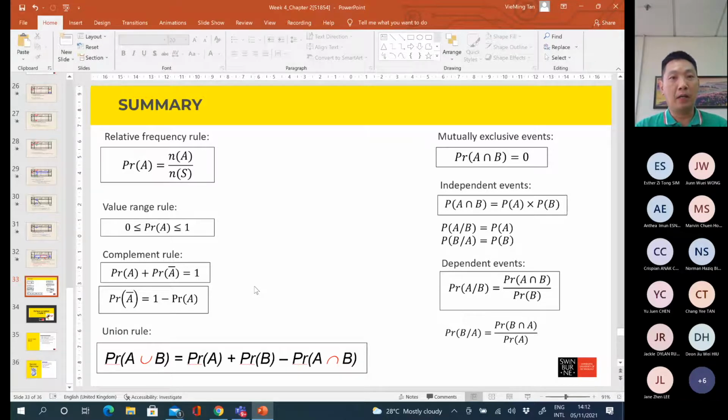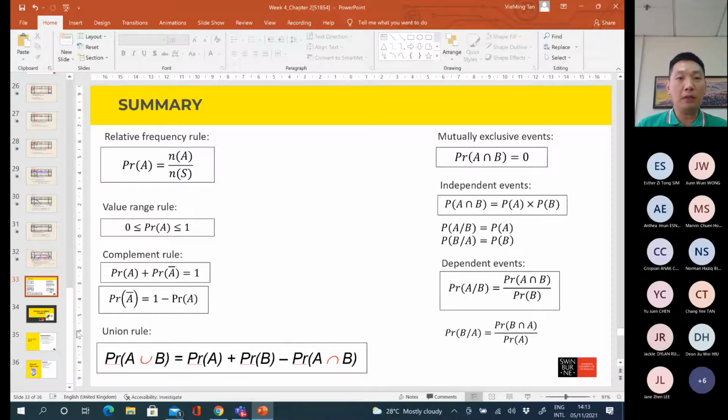Let's stop for a while. Are you okay with the complement rule? Similarly, if you want to calculate the probability of non-B, then the formula should be 1 minus the probability of event B. 1 minus P(B) in order to get the probability of non-B. That's the meaning, so we can flexibly apply this formula. Any question on this complement rule?